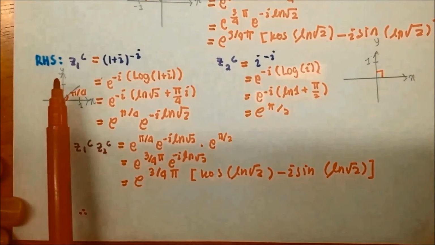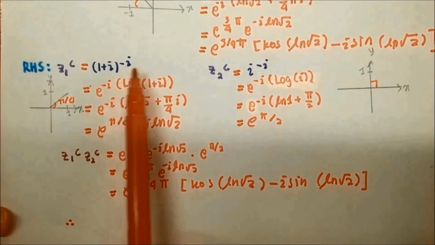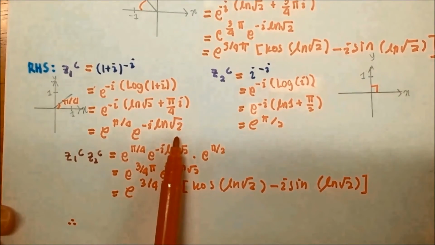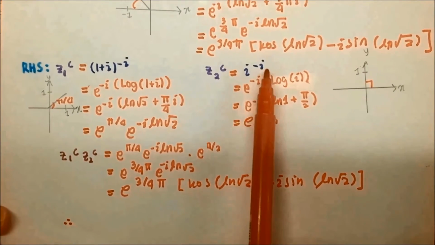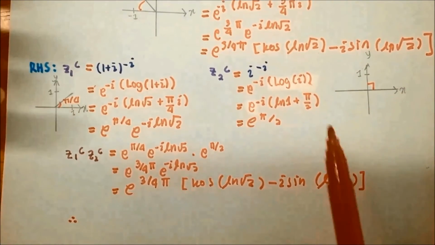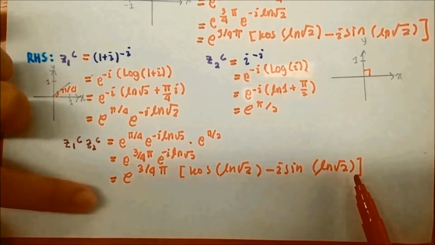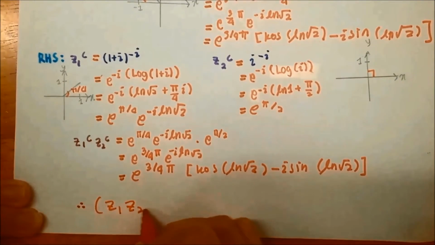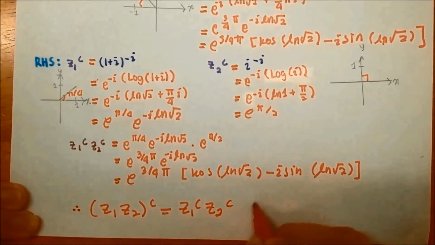For the right-hand side, we solve for z1 to the power of c, which is equal to 1 plus i to the power of negative i. And then we solve for this and we get this answer. Then we solve for z2 to the power of c, which is equal to i to the power of negative i, and then we get this answer. Then we multiply those two, and then we get the same answer as we get here. Then we can conclude that z1 z2 to the power of c is equal to z1 to the power of c times z2 to the power of c.